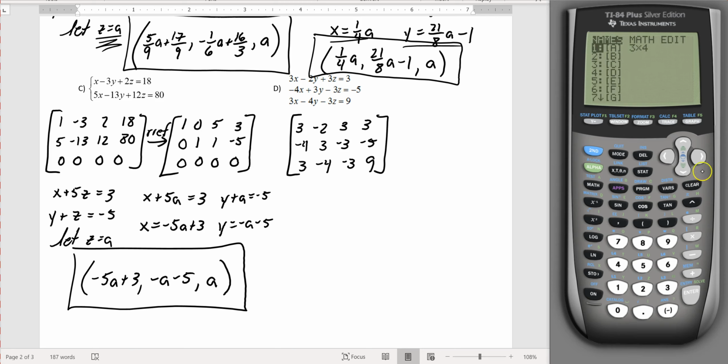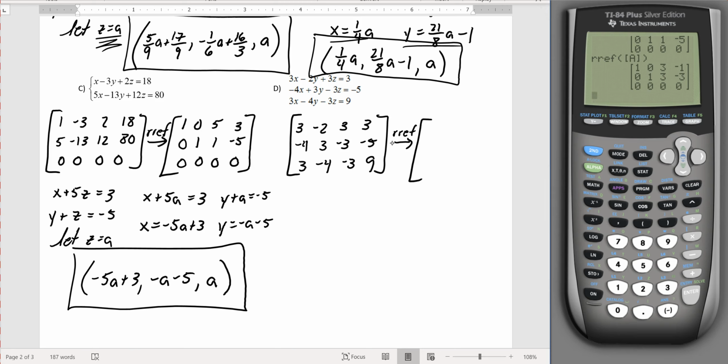So second matrix, go over to edit, matrix A again. 3, -2, 3, 3, -4, 3, -3, -5, 3, -4, -3, and 9. Beautiful. Second quit. Second matrix. Go over to math, up to RREF. Second matrix, so that's A. Close the parentheses. Oh, look at that. Alright, so we have, once again, shockingly, infinite solutions.